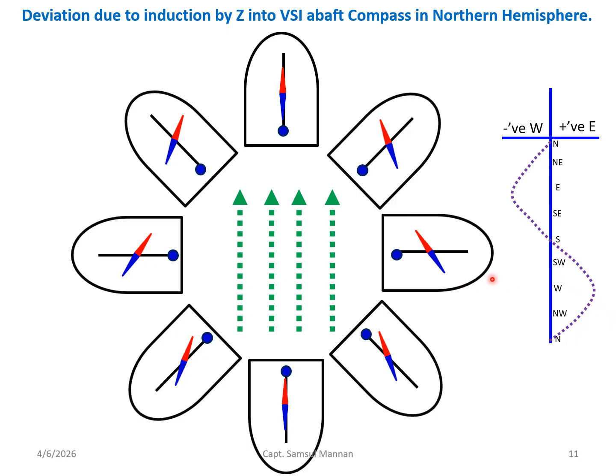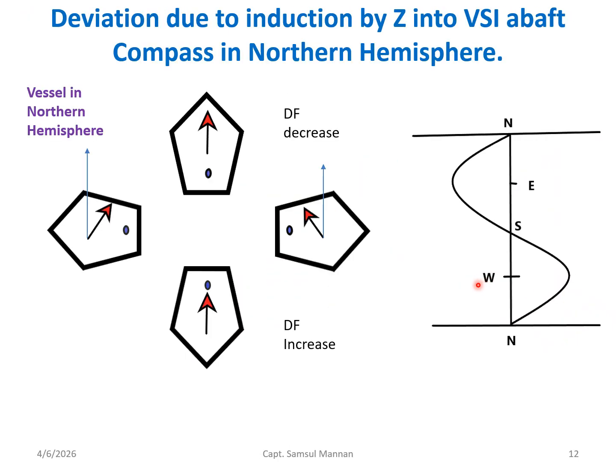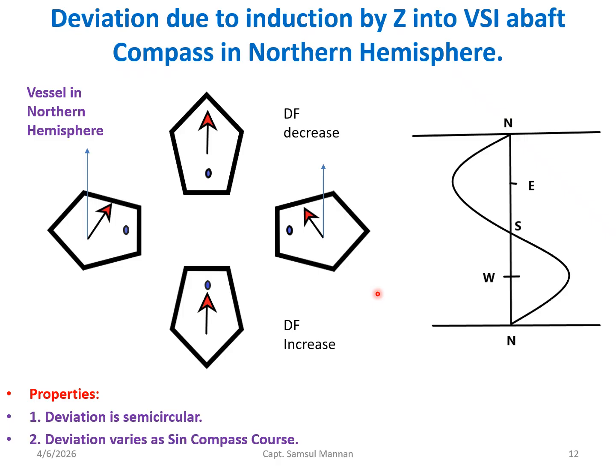And now I want you to write down the properties of this deviation due to the induction by VSI above the compass in northern hemisphere. What will be the property? The property is that the deviation is a semicircular deviation and the deviation varies as sine compass course. Okay, and in an easterly heading we'll have westerly deviation, and in a westerly heading we'll have easterly deviation, right?